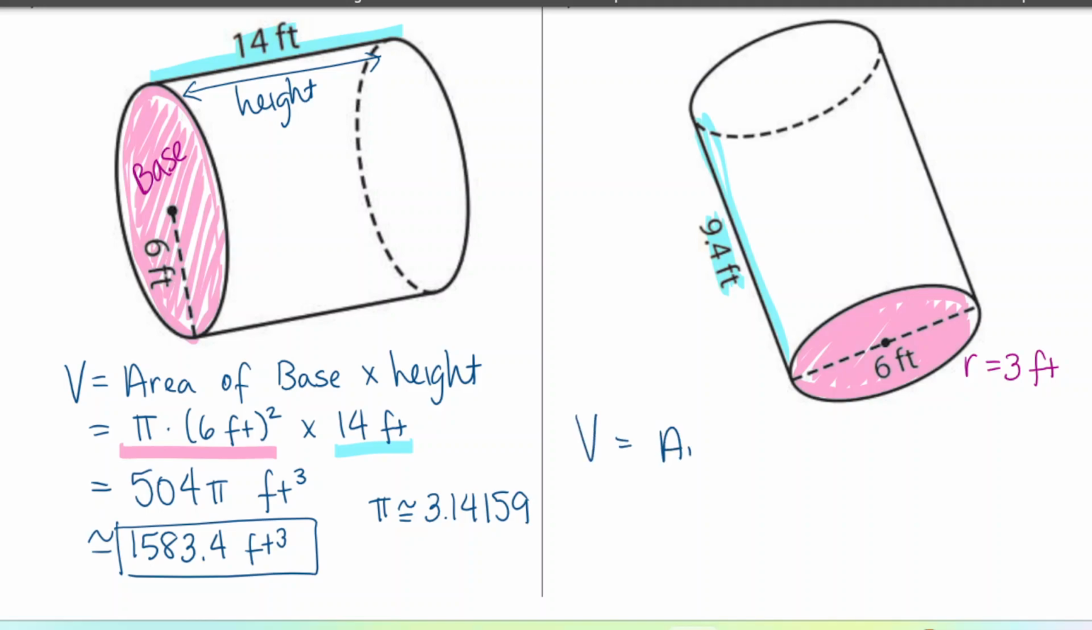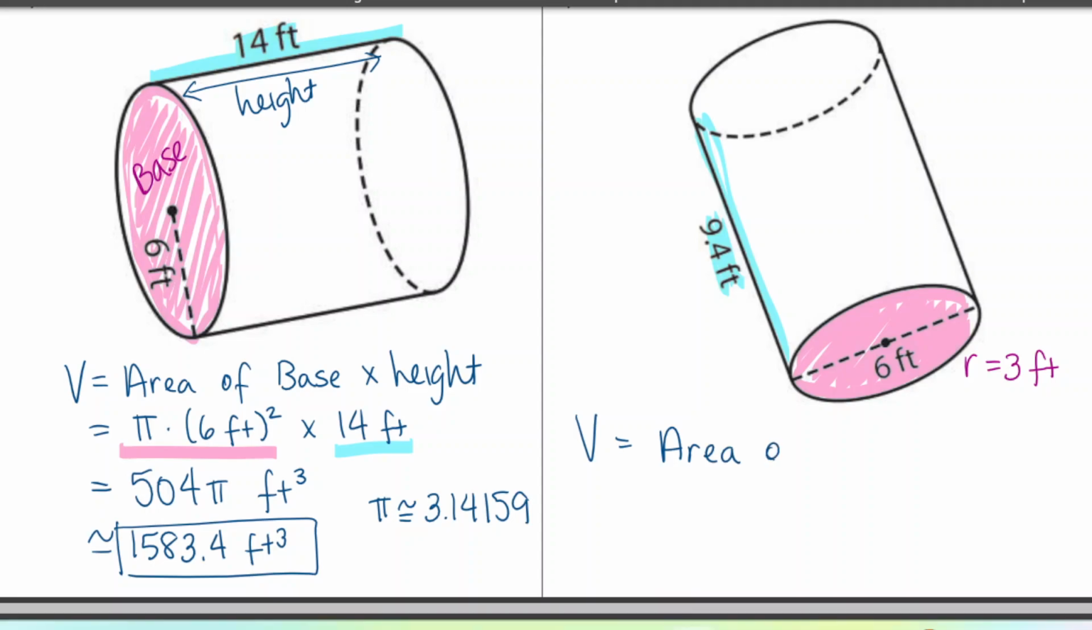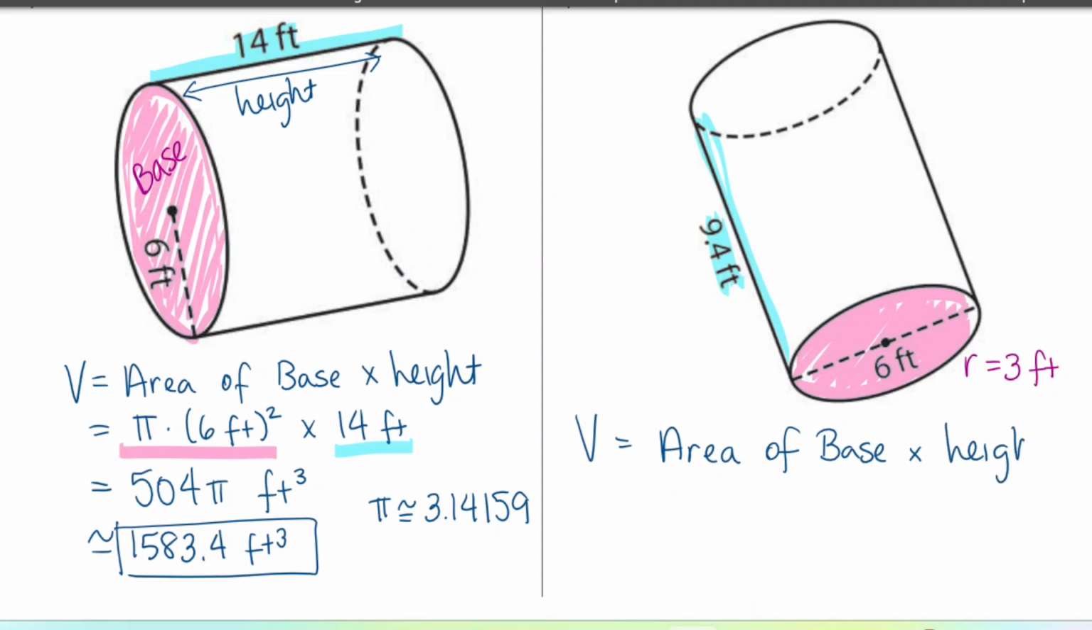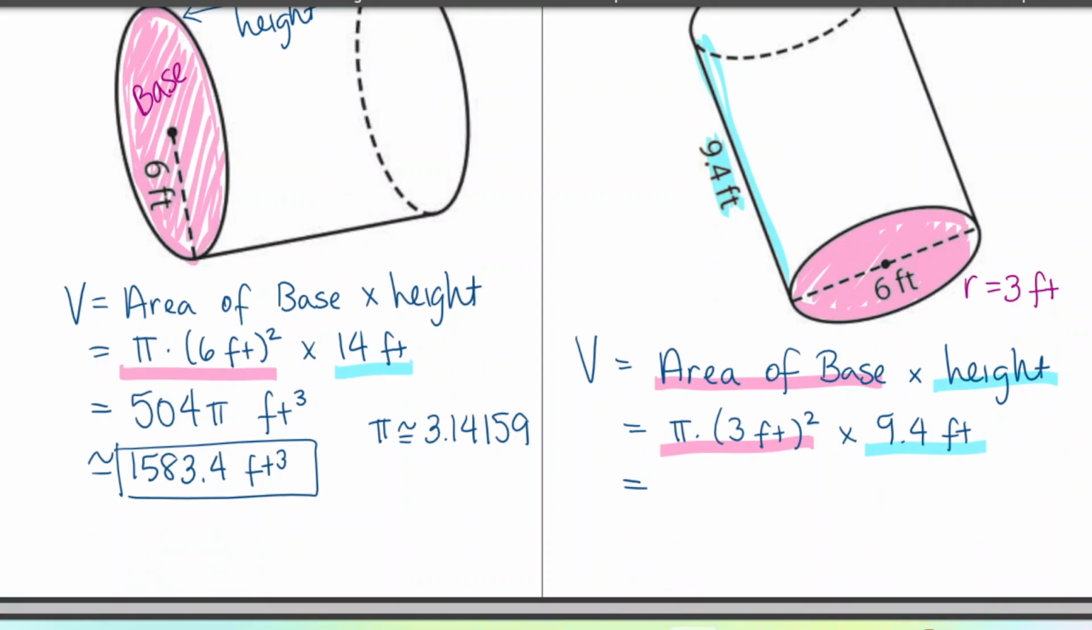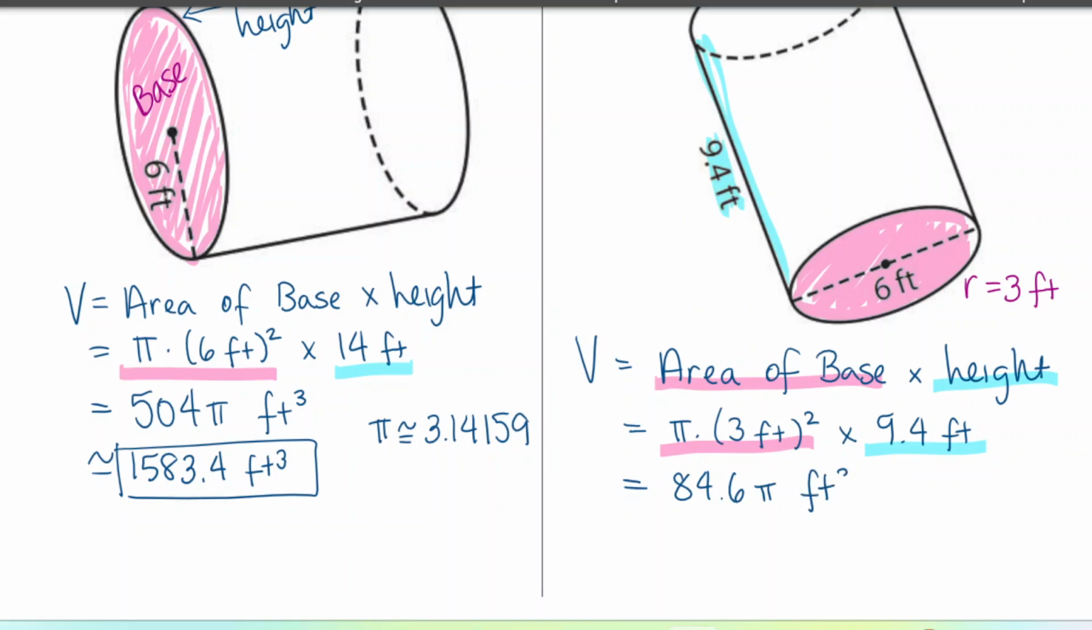So the volume, always the same for every single question. When we're doing prisms, it's area of base times height. So the area of the base times the height. For circles, the area of the base is pi times r squared. And then the height is 9.4 for this cylinder. And again, I'm just going to multiply the numbers together first before I use pi on my calculator. So 3 squared is 9, and 9 times 9.4 is 84.6 pi feet cubed.